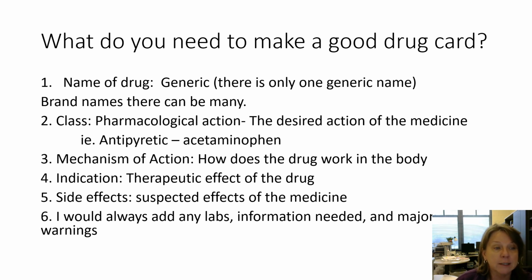Mechanism of action is how does the drug work in the body? So what does it do? You take it, and what is it going to do? Well, it might draw this or do that or whatever, and that's what mechanism of action is. Indication is the therapeutic effect of the drug. It's going to lower the fever. It's going to do this or that. Side effects are suspected effects of the medicine. That's where you get nausea and vomiting. We expect that to happen if you take this. So guess what? We're going to go ahead and give you an antiemetic.